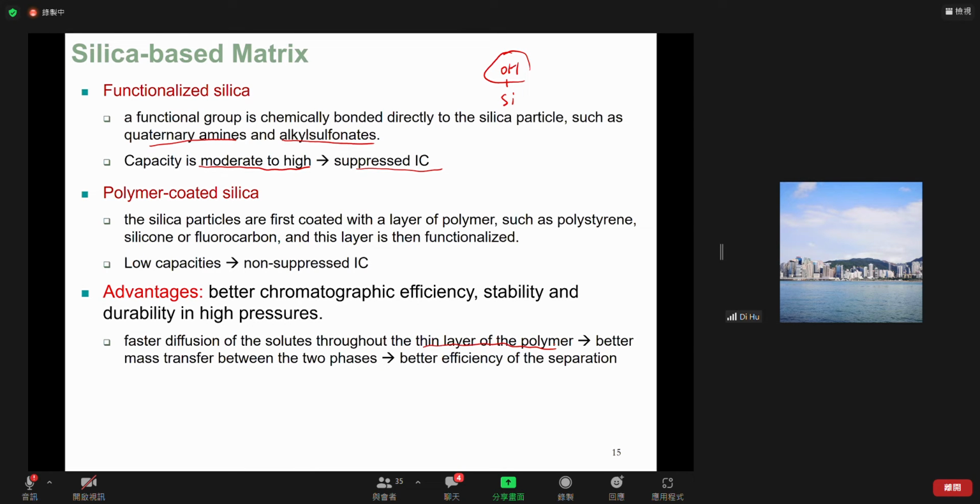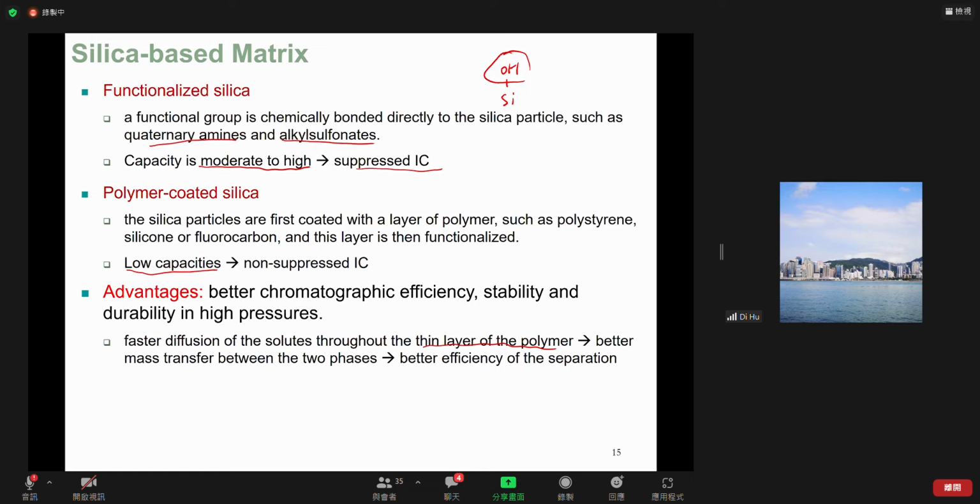From what we know from HPLC already, if the diffusion coefficient is faster, that means they can reach mass equilibrium faster. So it'll be faster mass transfer between the two phases, and that can lead to better separation efficiency. However, this one has low capacity, so that's why there is no need to use the suppressed IC.